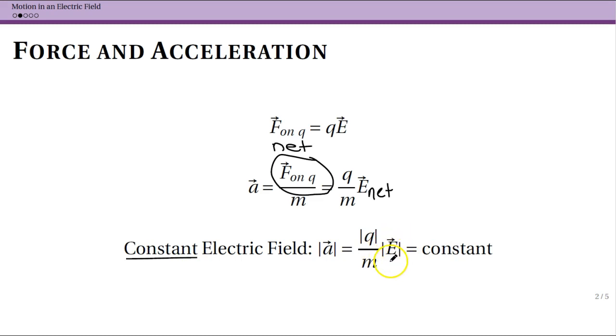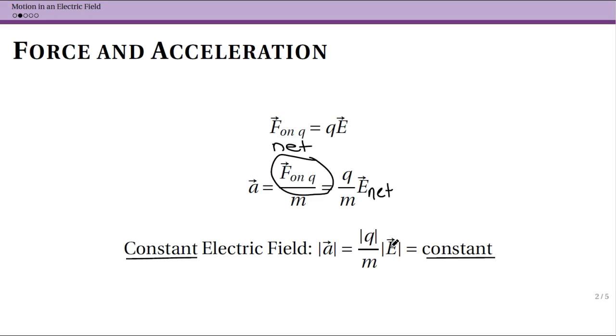Now, one thing to note is that if we have a constant electric field, such that our electric field is not changing, we get a constant acceleration, because mass would not be changing, charge would not be changing, electric field isn't changing. So if we place a charge in a constant electric field, then we have a constant acceleration, and that's where you really get to use the mechanics of kinematics and everything that you learned.